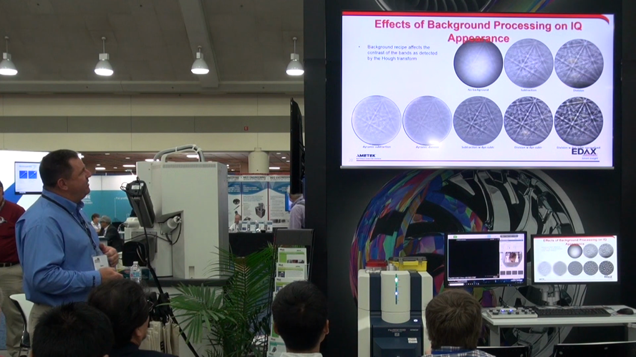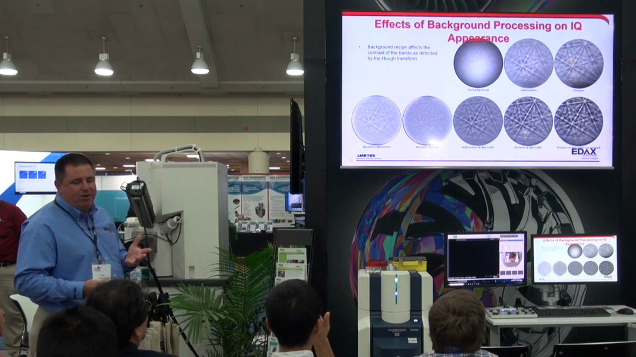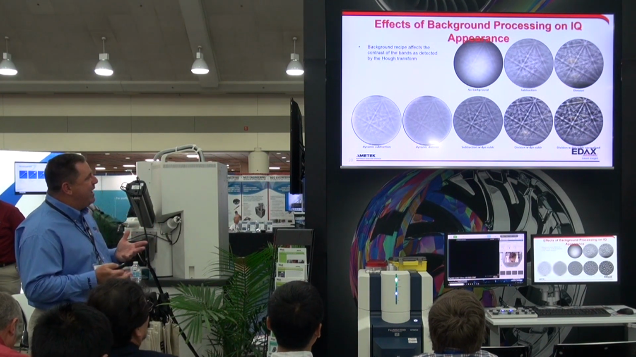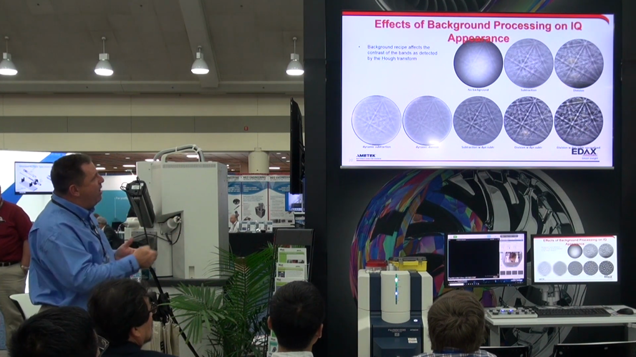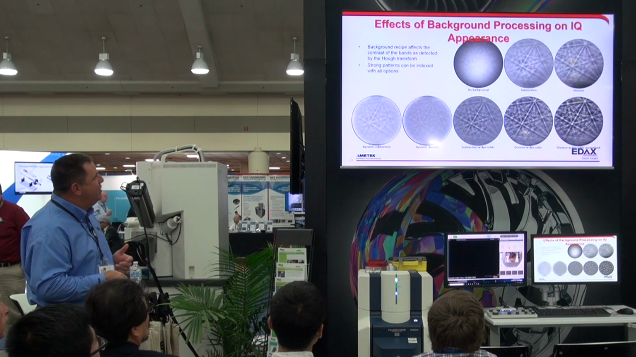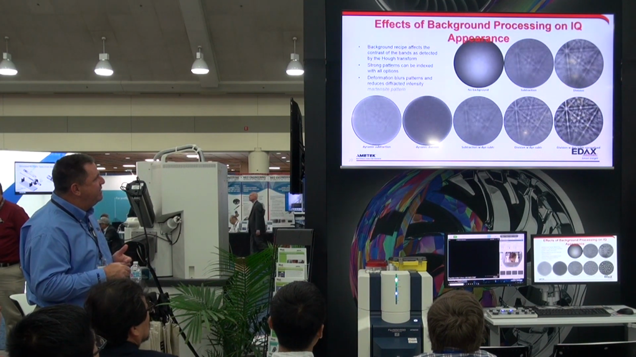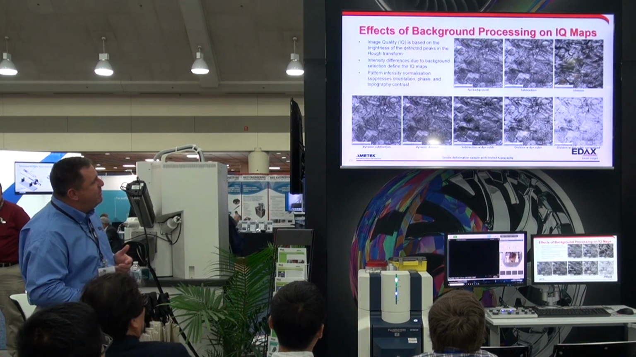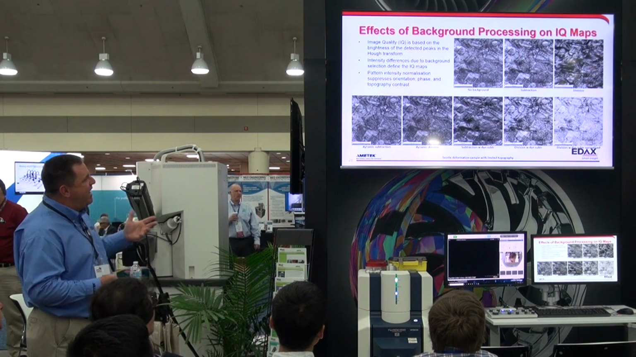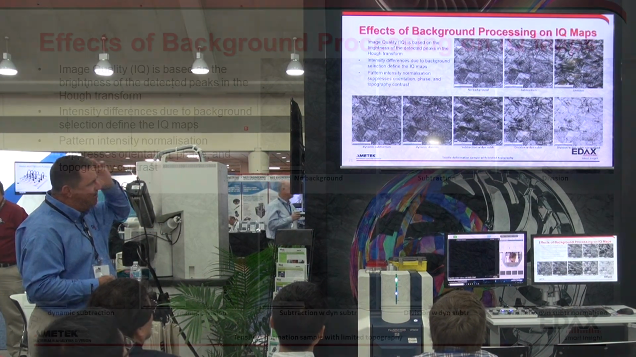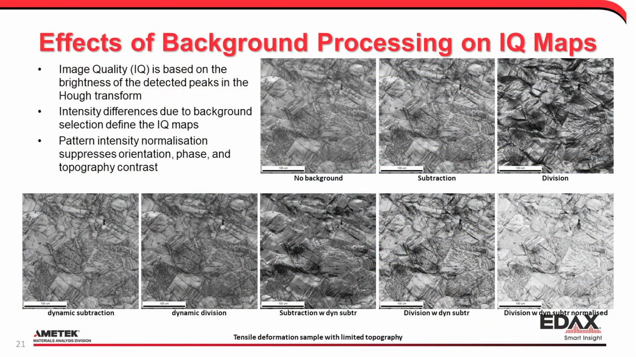And then as we do this, we're extracting different metrics out of the pattern as we analyze them, in addition to just the orientation. We also extract what we call our IQ, or image quality. So if we look at these, not only can we index them, this is the image quality map that comes out of each one of them. This is a deformed tensile sample. It has a little bit of topography, but you can see the image quality value changes a little bit depending on which background's selected.